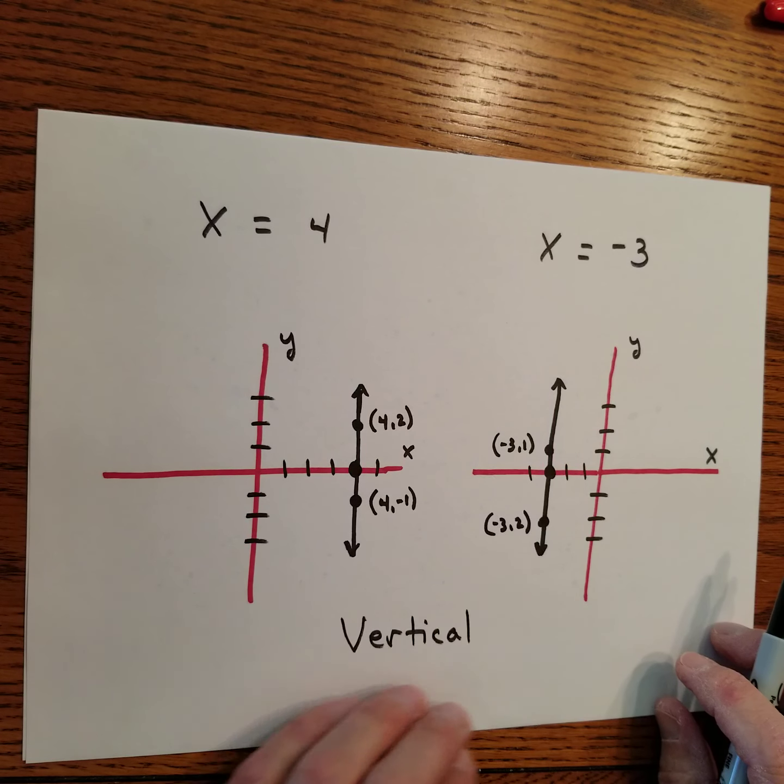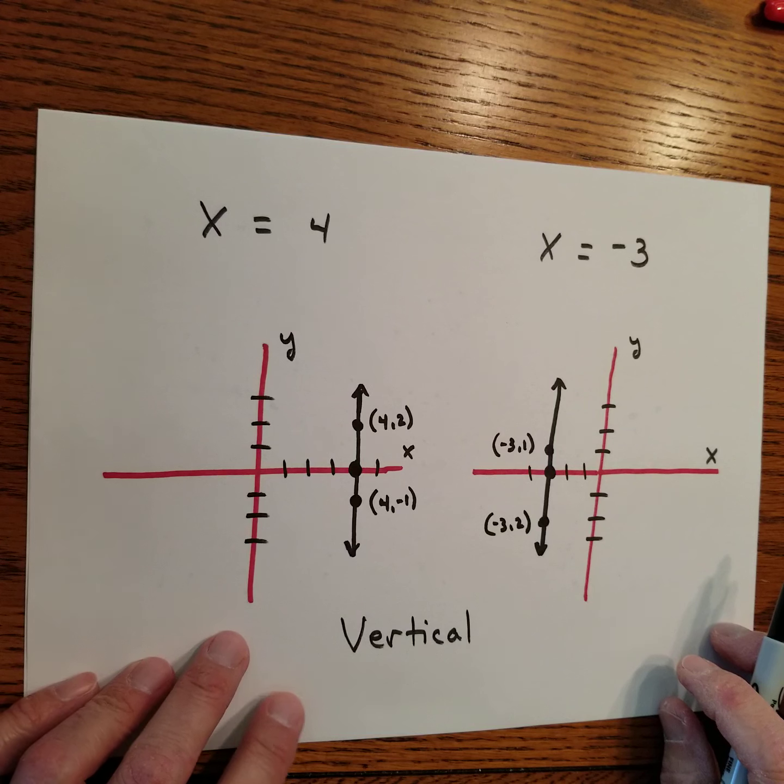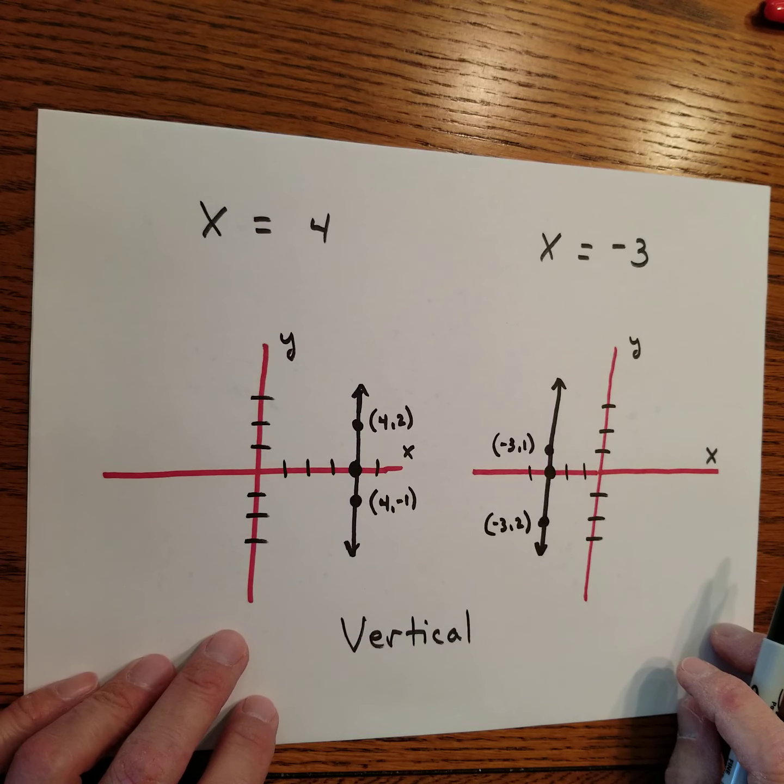Now when you graph these, give me either a vertical line or a horizontal line, and then label 2 extra points. All right, you go to work.